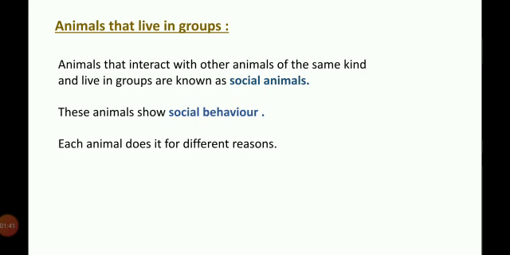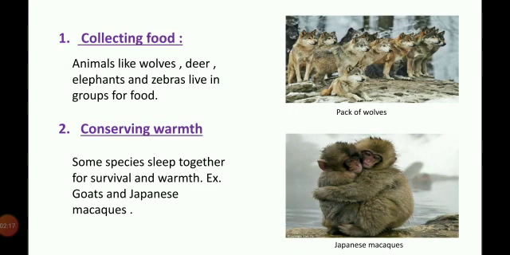Now, why do animals live in groups? Animals that interact with other animals of the same kind and live in groups are called social animals. These animals show social behavior. For example, baby ducks walk with short steps in a straight line. Fish swim in schools. Wolves and dolphins move in packs. Different animals live in groups for different reasons. The reasons we will see in the next slide.